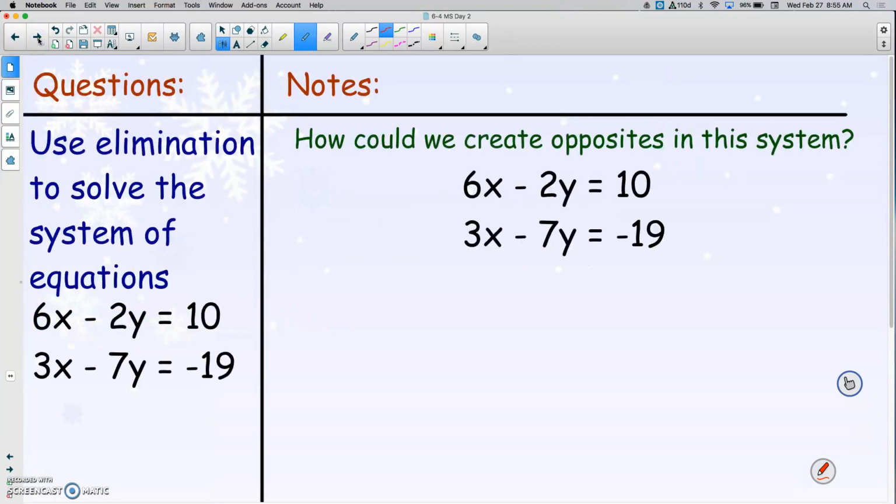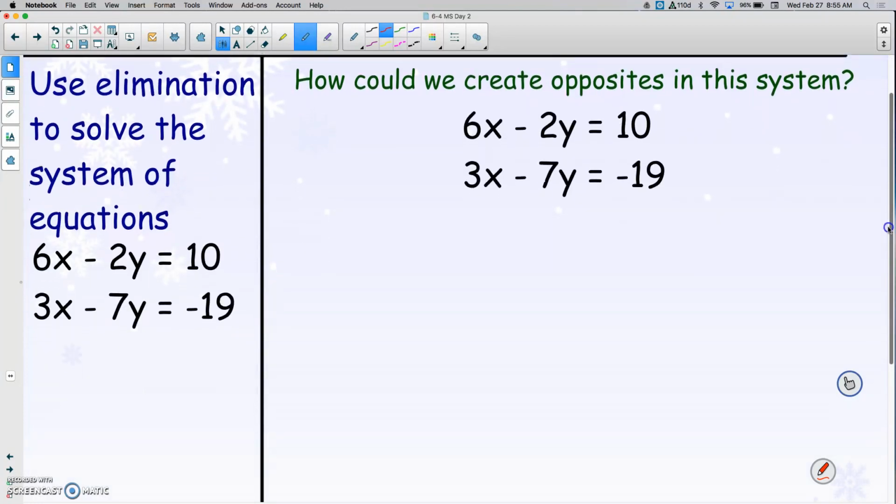And we learned how to create opposites in a system when we're not given opposites. So we're going to continue working with that. So if you are able to create your own opposites to solve a system, any system can be solved by elimination. So the first thing we do is we look at our coefficients to see if we have opposites right from the start. 6 and 3 are not opposites. -2 and -7 also are not opposites.